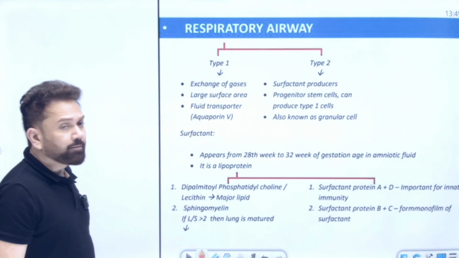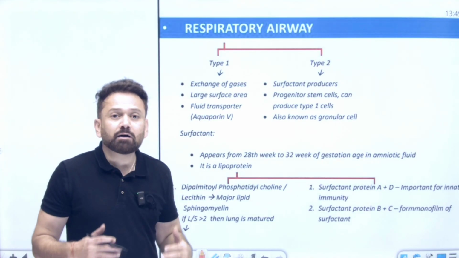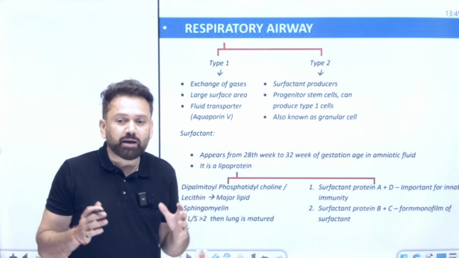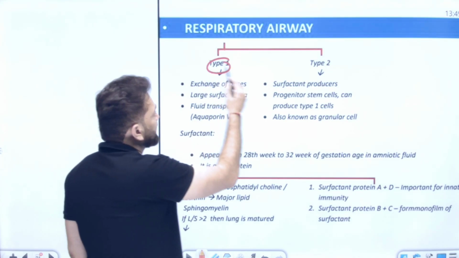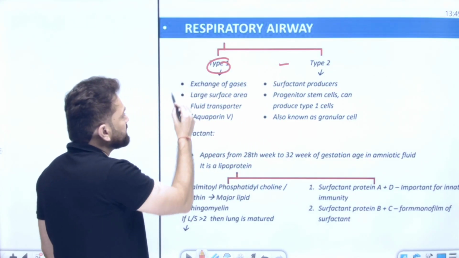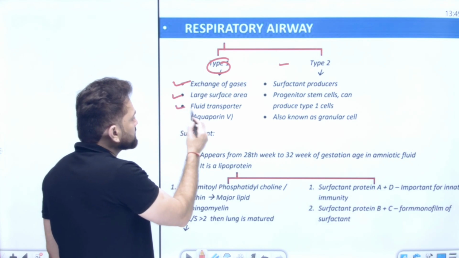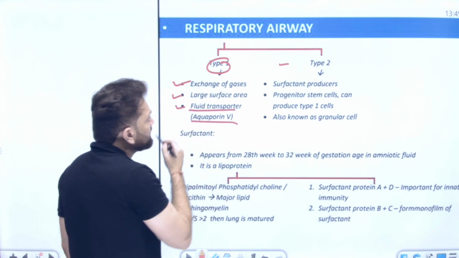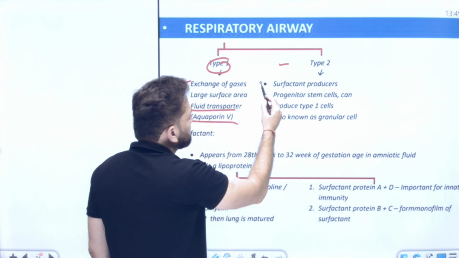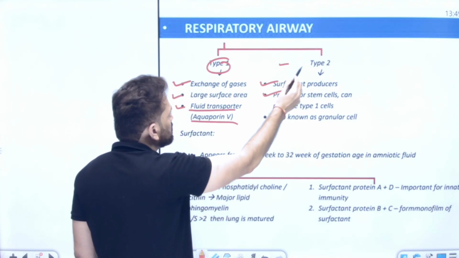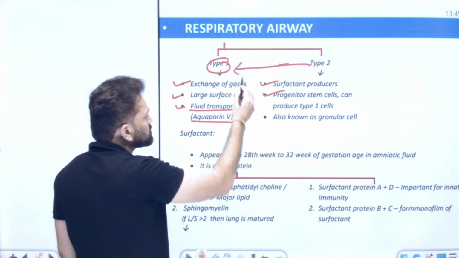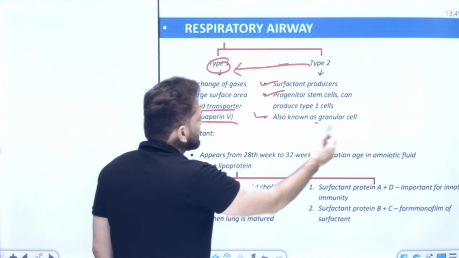Now respiratory airway. Till now I have discussed the conducting airway. Now about the respiratory airway. There are two types of cell, type 1 cell and type 2 cell. Type 1 cells are mainly for exchange of gases. They have a large surface area. They cause fluid transport via aquaporin 5. And type 2 are surfactant producers. They have progenitor stem cells to produce type 1 also. Type 2 can produce type 1 also. They are also called granular cells.